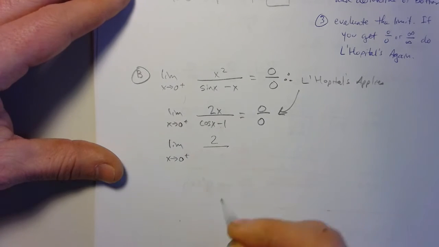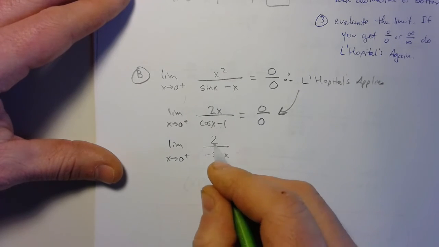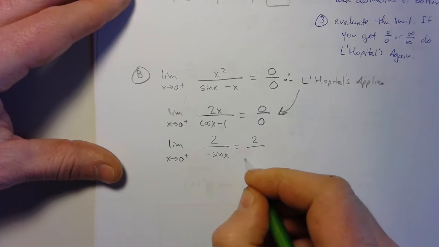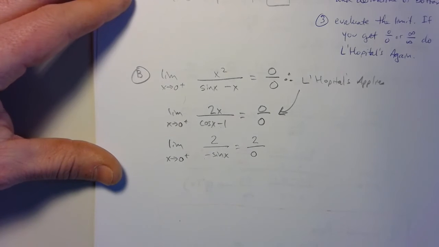So it becomes 2. Cosine is negative sine of x. Derivative of 1 is 0. I go ahead and plug in this. So I get negative 2 over 0. Okay, so I got 2 over 0. What does that tell me?